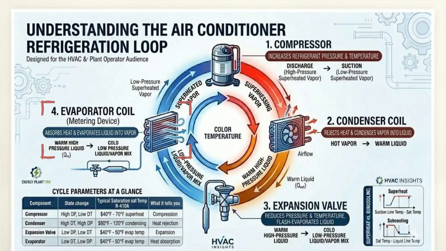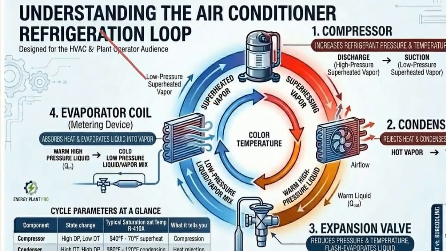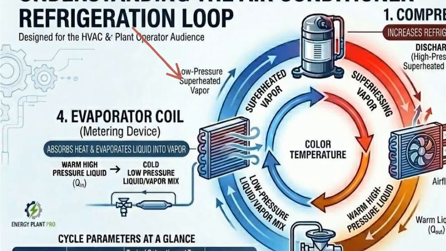This diagram shows the refrigeration loop. Looking left at the evaporator coil, we identify the primary indicators of restriction: low suction pressure and low superheat. An obstructed coil cannot absorb room heat, so the liquid refrigerant stays dangerously cold, failing to boil into vapor.